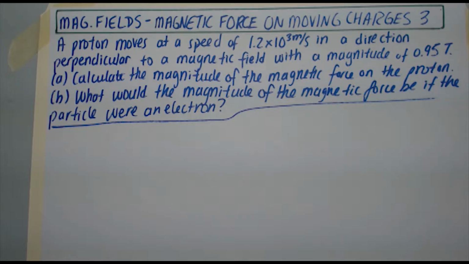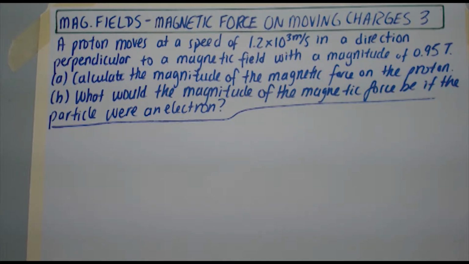Welcome to another magnetic force on moving charges problem. A proton moves at a speed of 1.2 times 10 to the 3 meters per second in a direction perpendicular to a magnetic field with a magnitude of 0.95 Tesla. Part A. Calculate the magnitude of the magnetic force on the proton. And B. What would the magnitude of the magnetic force be if the particle were an electron?